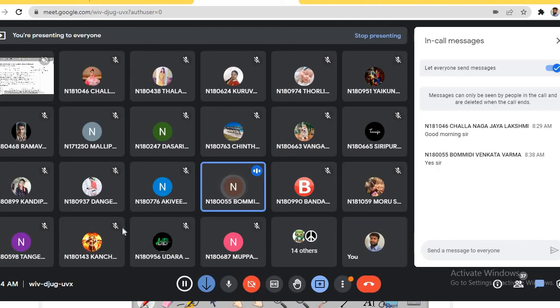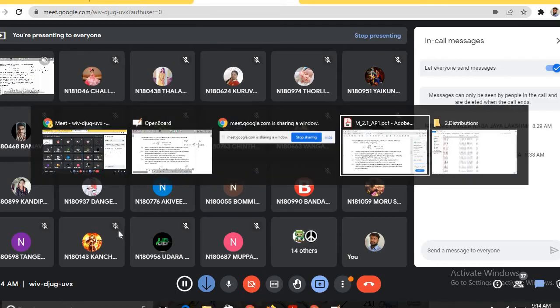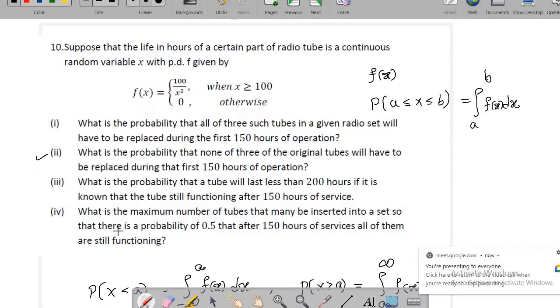Sir, but in the key there are different answers, sir. The key for those problems that was given below, the key has different values, sir. Okay, let me check.